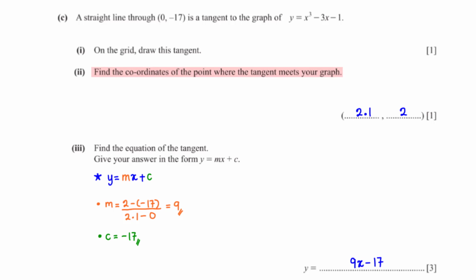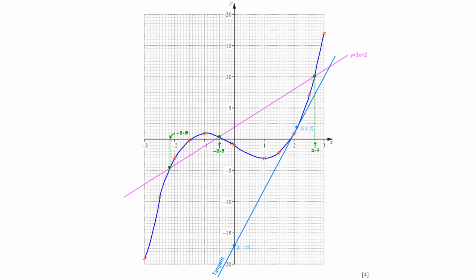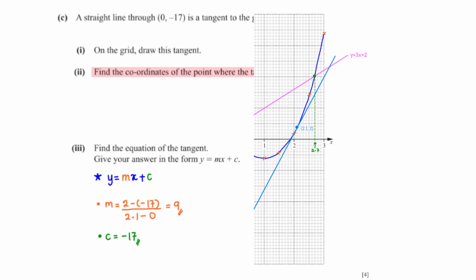Find the coordinates of the point where the tangent meets your graph. On the grid, we see that the tangent meets the graph at 2.12.